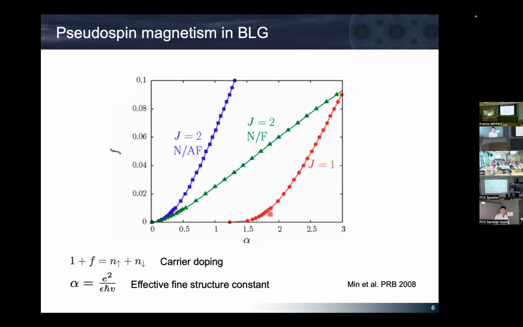Nevertheless, for J equal to 2 or above, it is possible to show, again within the mean field approximation, that any small Coulomb interaction would immediately lead to some kind of ordered phase, and that ordered phase would persist to finite doping, provided that the Coulomb interaction is also strong enough. So that's the qualitative difference going from J equal to 1 to J equal to 2.